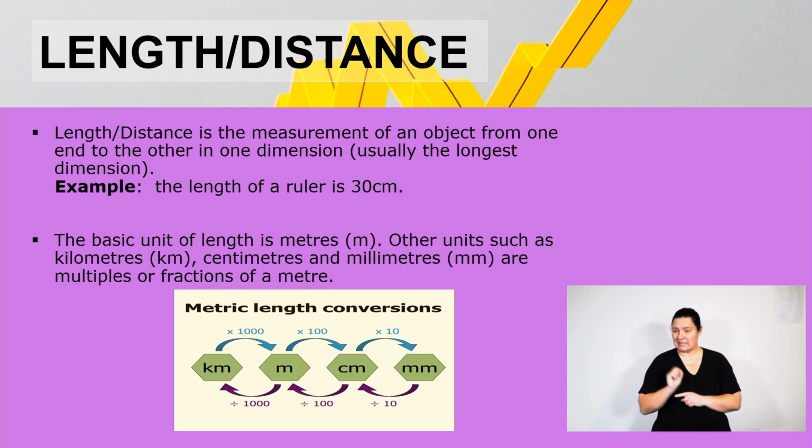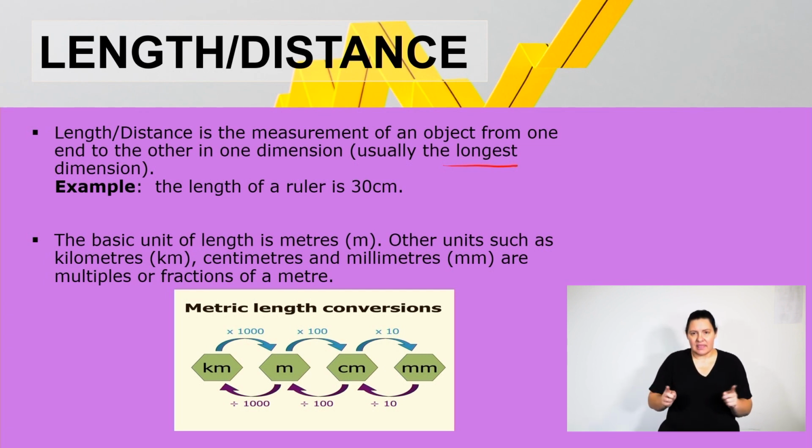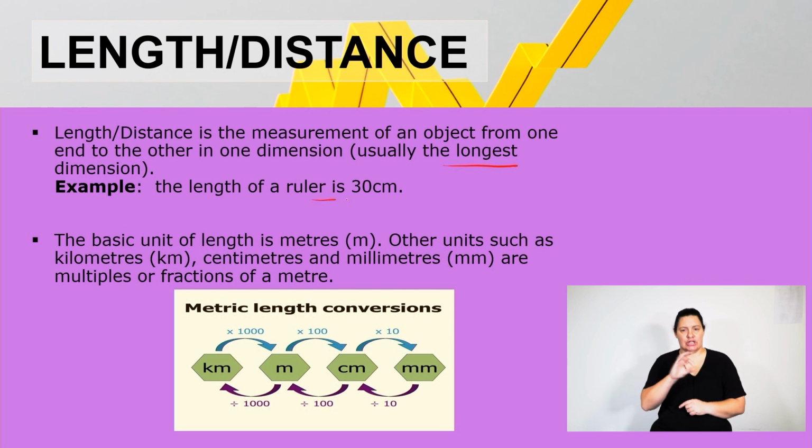Length or distance is the measurement of an object from one end to the other in one dimension, usually the longest dimension. Here is an example. The length of a ruler is 30 centimeters. The basic unit of length is meters. Other units such as kilometers, centimeters, and millimeters are multiples or fractions of a meter.